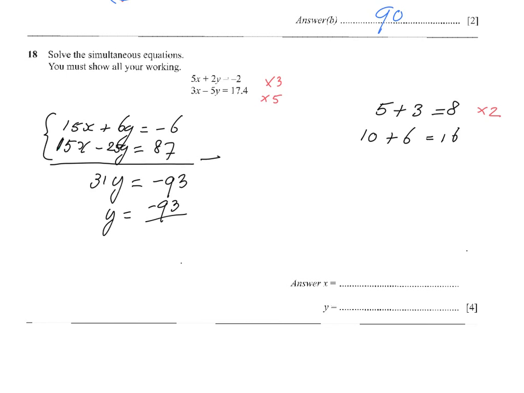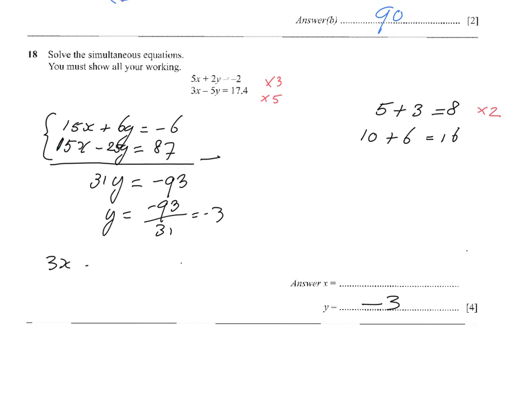Then 31y is minus 93. I eliminated x. I'm going to find y now. And that is minus 3. Fantastic. Let's put it here. Minus 3. I'm not done yet. Yeah, because I also want to find x. How can I find x? I'm going to substitute my y value in one of the two equations. Doesn't matter which one. Let's take the second one.